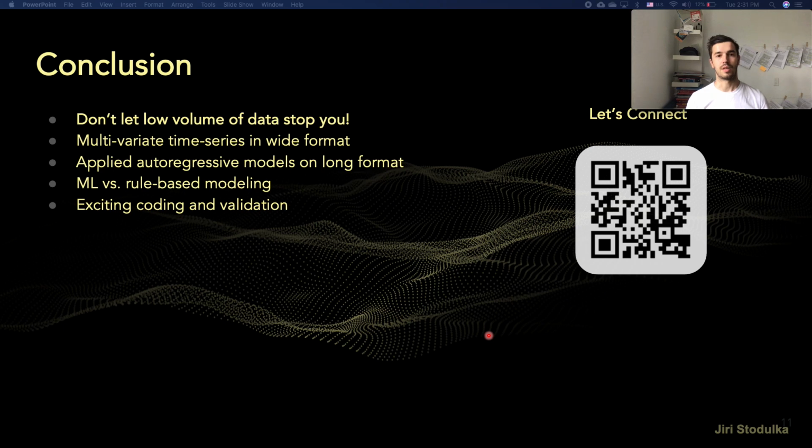So in conclusion, don't let low volume of data stop you. Multivariate time series forecasting can be done in a wide format. It's just a little bit exhaustive of coding and creativity and trial and error attempts. I also applied standard autoregressive models like ARIMA or vector autoregressor on long format. And here I combined machine learning with rule-based modeling, but I'm not shy of that since this setting was very challenging and not usual.